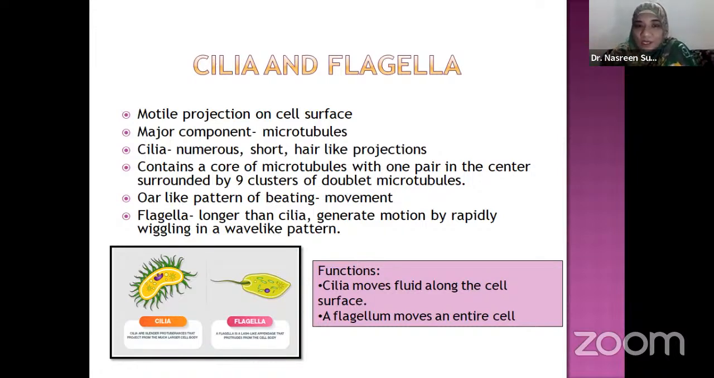Next, you have flagella. Flagella are similar in structure, but somewhat longer than cilia. In cilia, there will be numerous; in flagella, only one or two will be present. Here flagella give you a wave-like motion, not an oar-like motion. So it will beat so that the organism moves forward, but it is not going to move the fluid around it. It is going to move the organism. So you can see here, cilia move the fluid along the cell surface, whereas flagella move the entire cell.